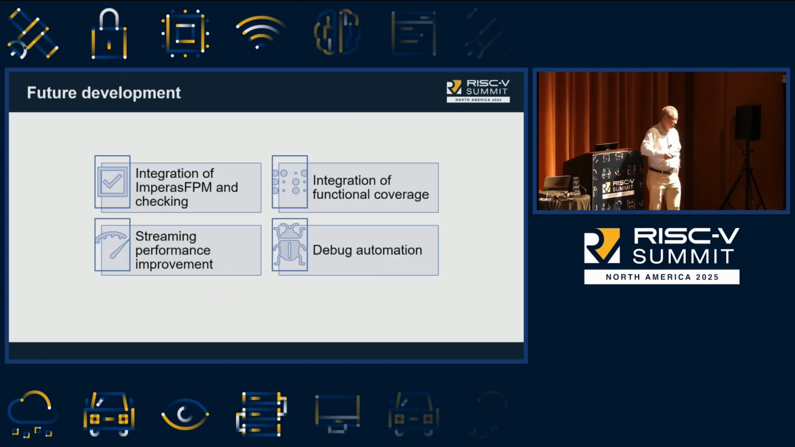We have a planned list for the future development. First, integration of a parallel fast process model and checking. This is popular in the simulation world. We want to integrate it in this hardware-assisted verification platform. We also want to integrate functional coverage, and we have some ideas about providing even better performance, which we are working on, and some debug automation technologies.